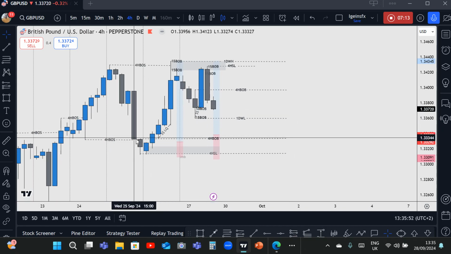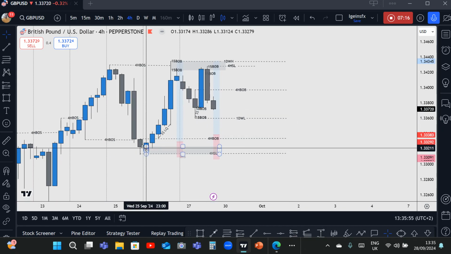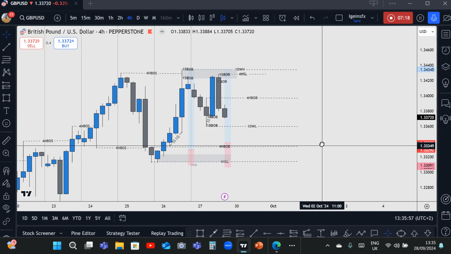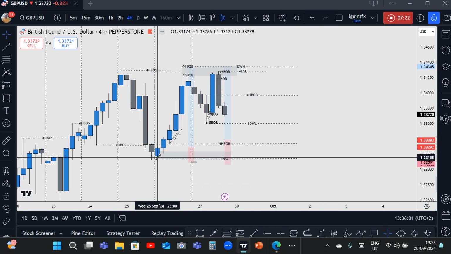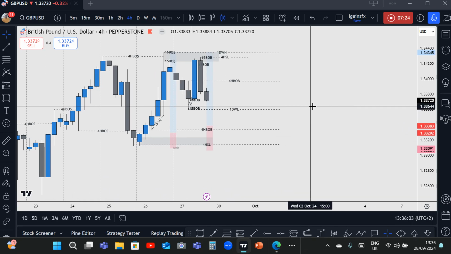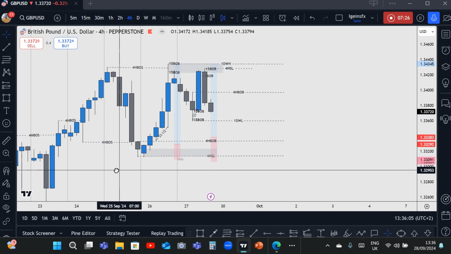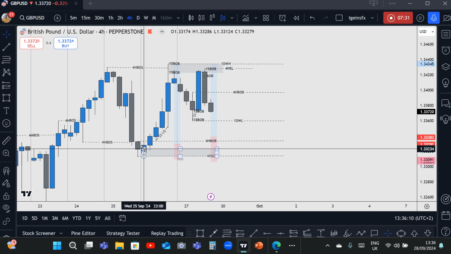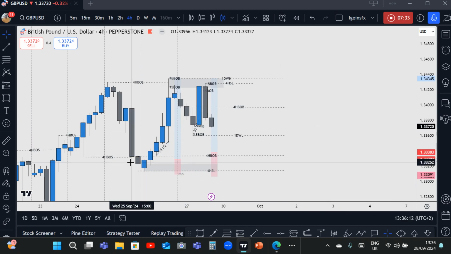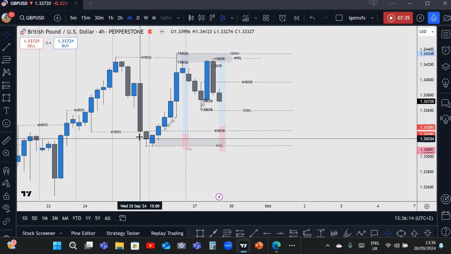Meaning that this point is where financial institutions, big boys, big players in the market, lock in their orders, all right? It will be very, very difficult for price action to come back and take out this low. So let's have that at the back of our mind.